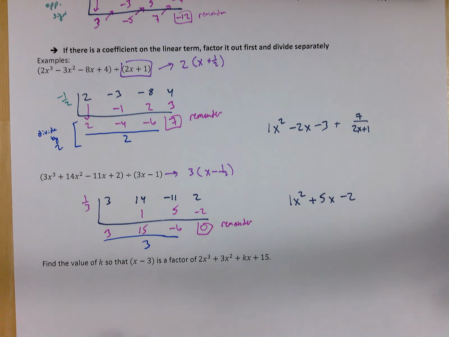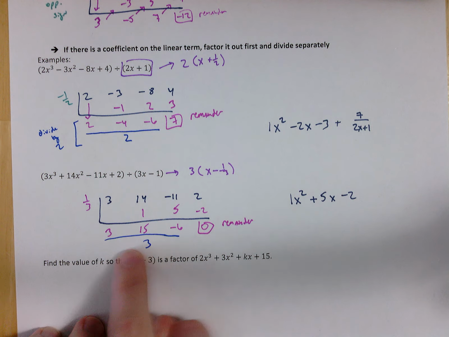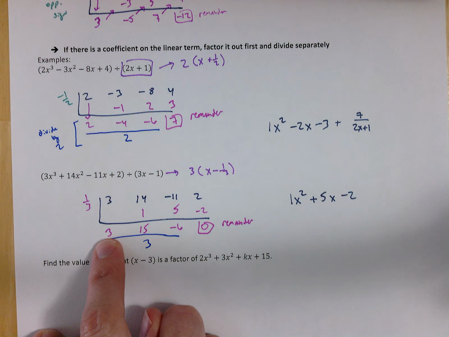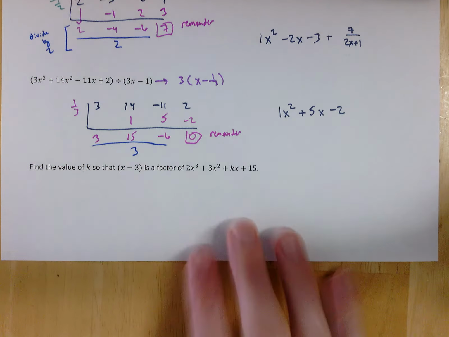Okay? Hint with these ones, whenever you're dealing with the ones with the fractions, it should work out nicely. If you end up with a fraction somewhere, go back and double check, you probably did something wrong. It should pretty much always work out that when you multiply by your fraction, you end up with a whole number.